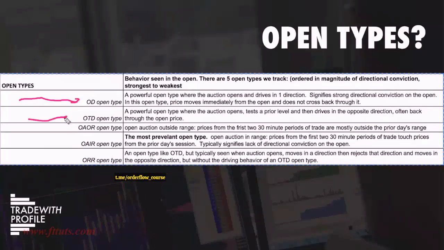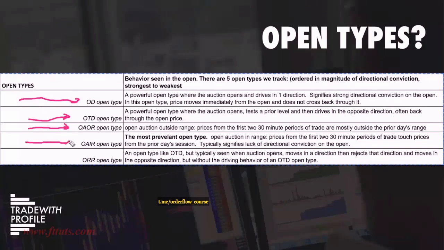There's something called an open test drive. This is where the market will open, move and test some prior reference, again related to our 4 behaviors, and then it'll come back through the open and drive away from the direction that was tested. Then there's open auction outside of range. This is where we gap away from the prior day, and in the first hour we're auctioning back and forth, but outside of the prior day's range.